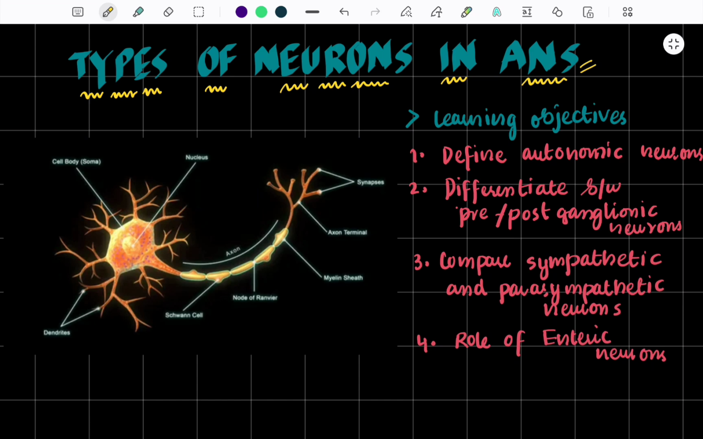So what you will be able to learn after the video is that you will be able to define different types of autonomic neurons, and then you will be able to differentiate between pre and post ganglionic neurons, and what are pre and post ganglionic neurons. You'll be able to understand that. Moreover, you will be able to compare sympathetic as well as parasympathetic neurons, because this is the most important topic to understand various physiological functions of the body. And moreover, you'll be able to understand the role of enteric neurons, what the enteric neurons are, and where they are actually present. So let us begin our topic.